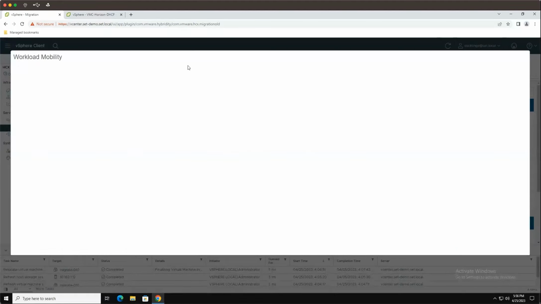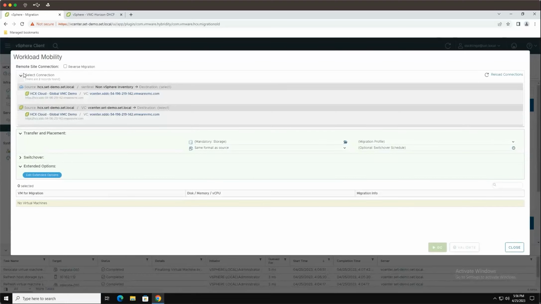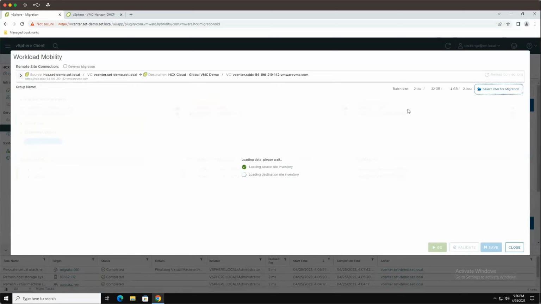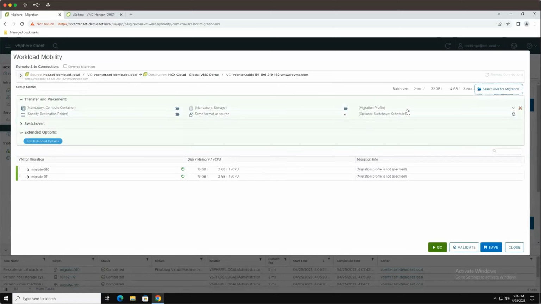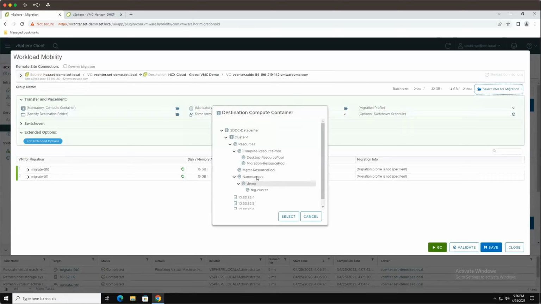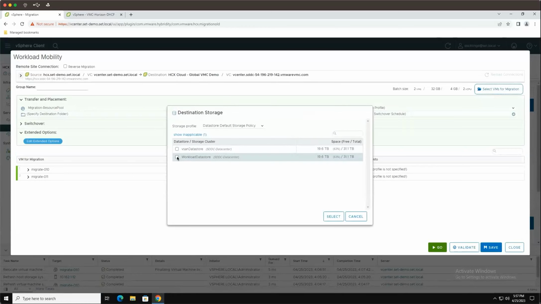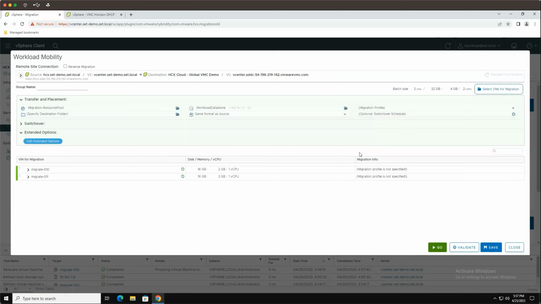You click on migrate, it's a simple task. You say, okay, for example, this one is our source, and this one is our migrating virtual machine. Say, add it to our plan. Transfer placements. So where should the resource end up? For example, migration resource pool. Select which storage, workloads, data store storage, and what is the migration profile?